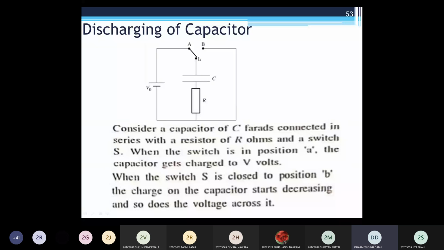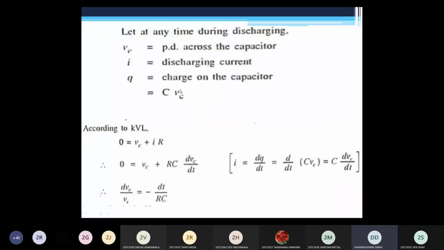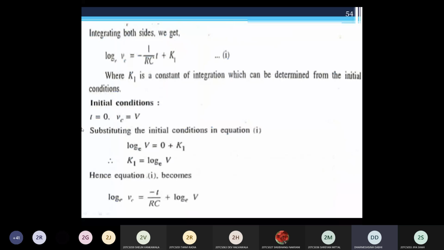Because before we move the switch to position B, initially it is at position A. So at position A, this capacitor is fully charged by the supply voltage. So initially at t equal to 0, during the discharging process, the capacitor voltage VC is the same as the supply voltage. So we assume that the supply voltage is V. So you can see that VC is equal to V at t equal to 0.